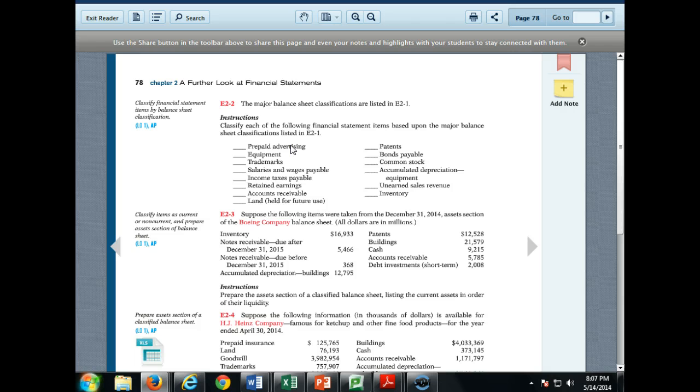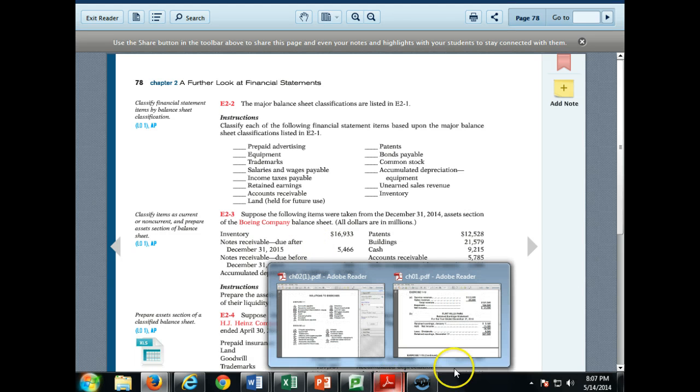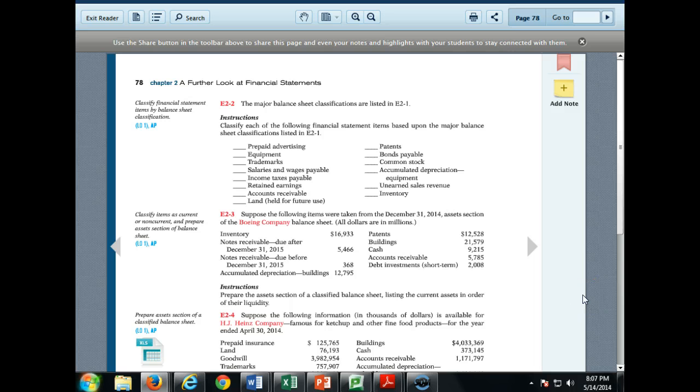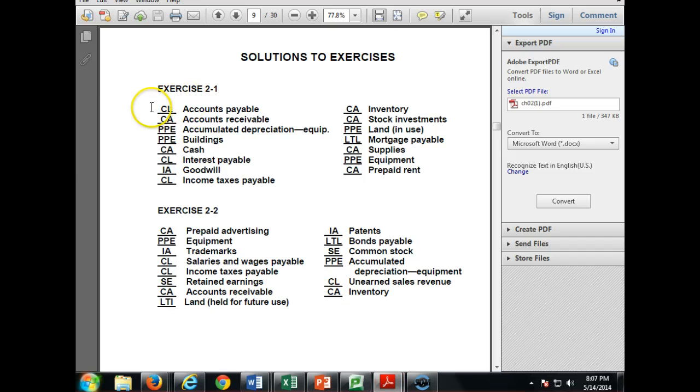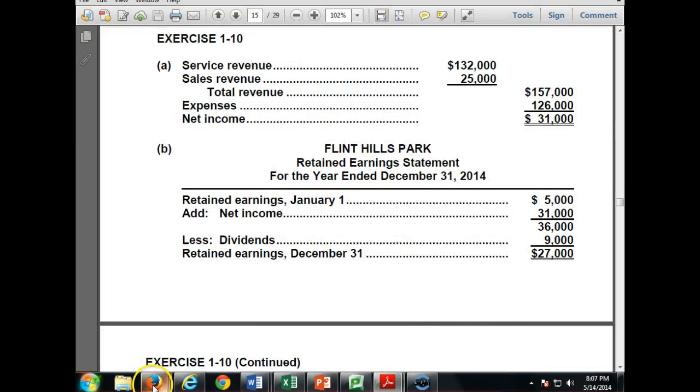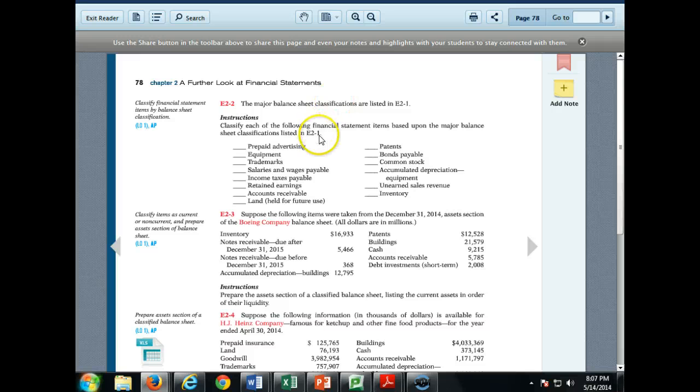So, prepaid advertising, what do you guys think? Do you think this is something that has a future benefit? It's an asset. What kind of asset is it? Current asset. Prepaid advertising, current asset. Next. Equipment. Property, plant, and equipment.